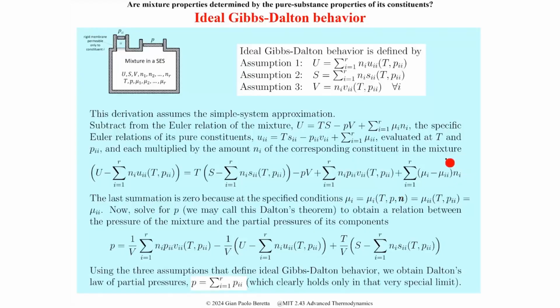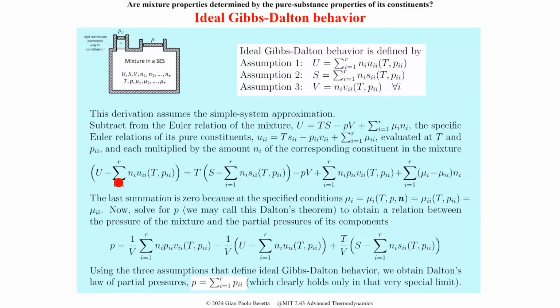Now, look at these elements of the last summation. They are identically 0 because of the condition for mutual equilibrium that the chemical potential of component I in the mixture is equal to the chemical potential of the pure component when evaluated at the partial pressure. So these are 0.